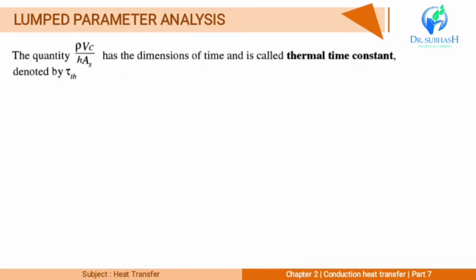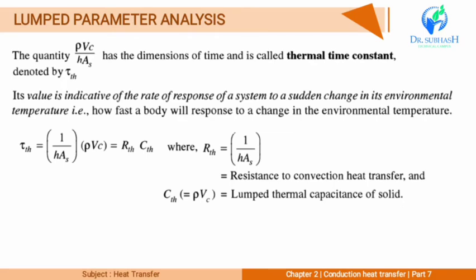The quantity rho Vc divided by hA has the dimensions of time and is called the thermal time constant, which is denoted by tau suffix th. Its value is indicative of the rate of response of a system to a sudden change in its environmental temperature. How fast a body will respond to a change in environmental temperature.